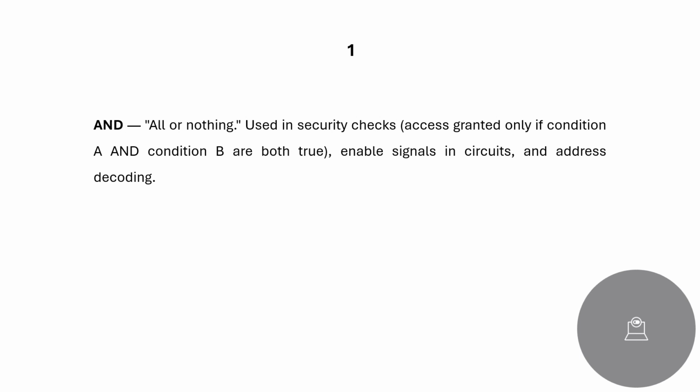The first gate is the AND gate: all or nothing. It is used in security checks. Access is granted only if condition A and condition B are both true. It is also used for enable signals in circuits and address decoding.